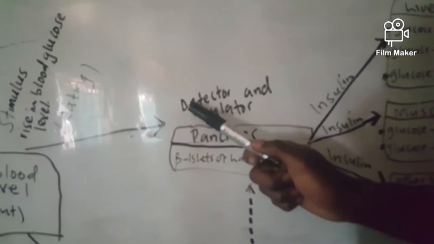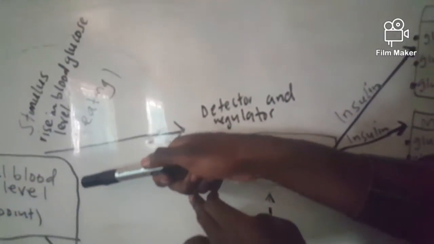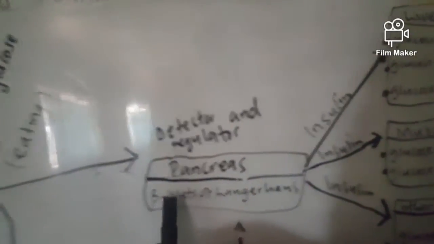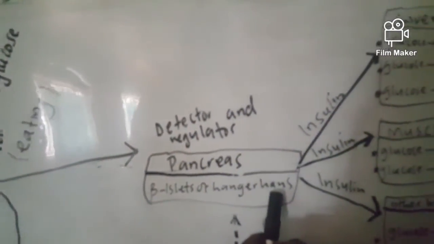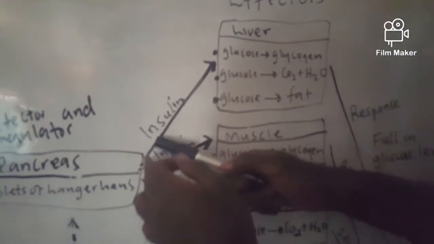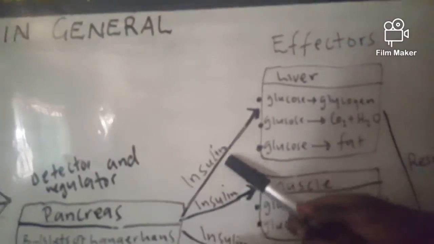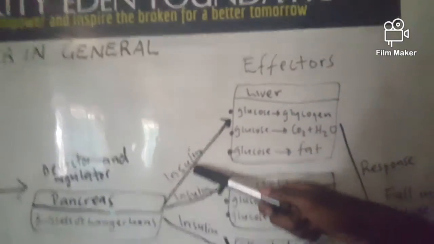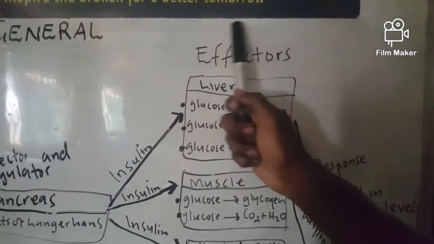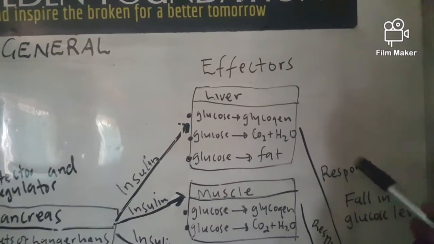After detecting the deviation from the set point, it is to regulate, and it will stimulate the beta cells of the islets of Langerhans to release a hormone called insulin, as you are seeing here. Insulin being released from the beta cells of the islets of Langerhans. So this insulin goes to specific target organs. Number one is the liver, and these are now the effectors, which bring about a response.